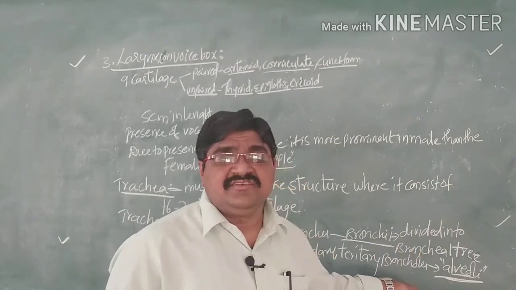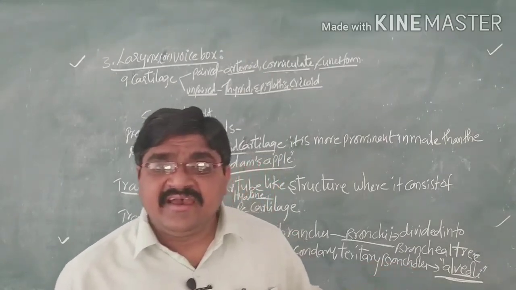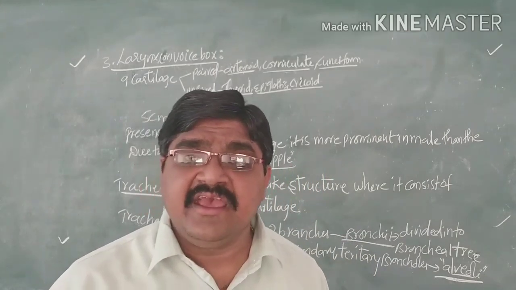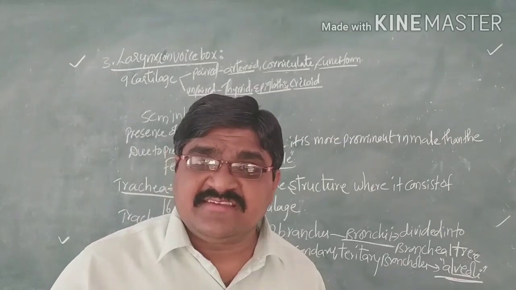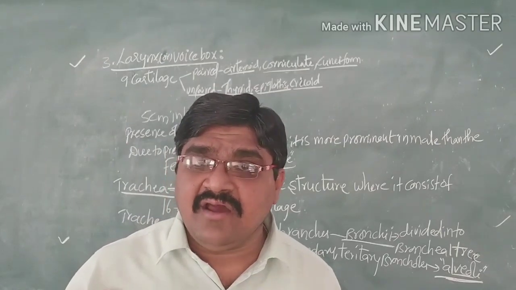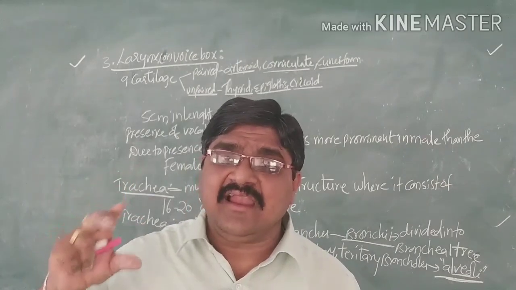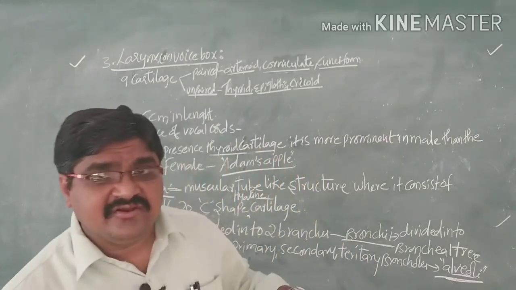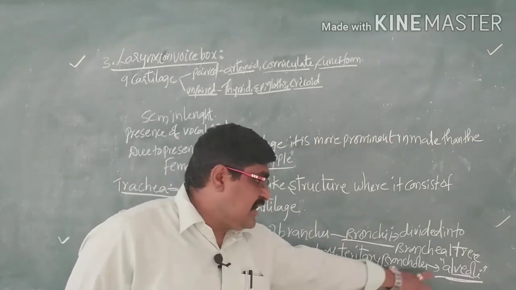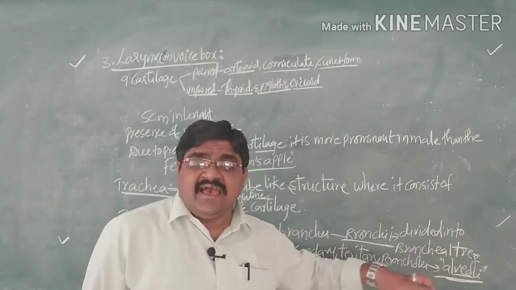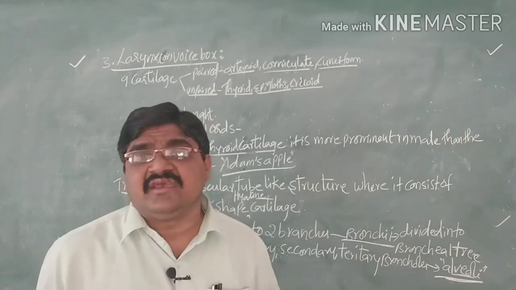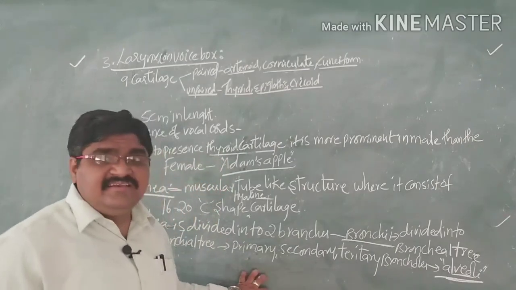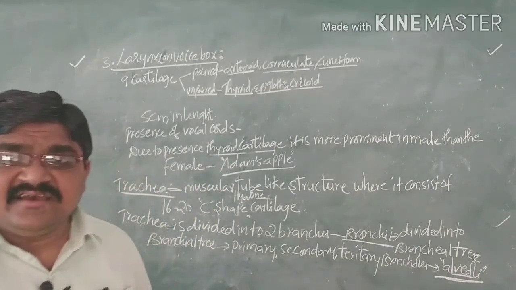Up to this is called the conducting zone. In the next class, we will discuss the respiratory zone: the structure of the lungs and how the exchange of gases takes place, that is, when air enters the alveoli, exchange takes place there, so the alveoli are called the structural and functional units of the lungs. That will be discussed in the next class.